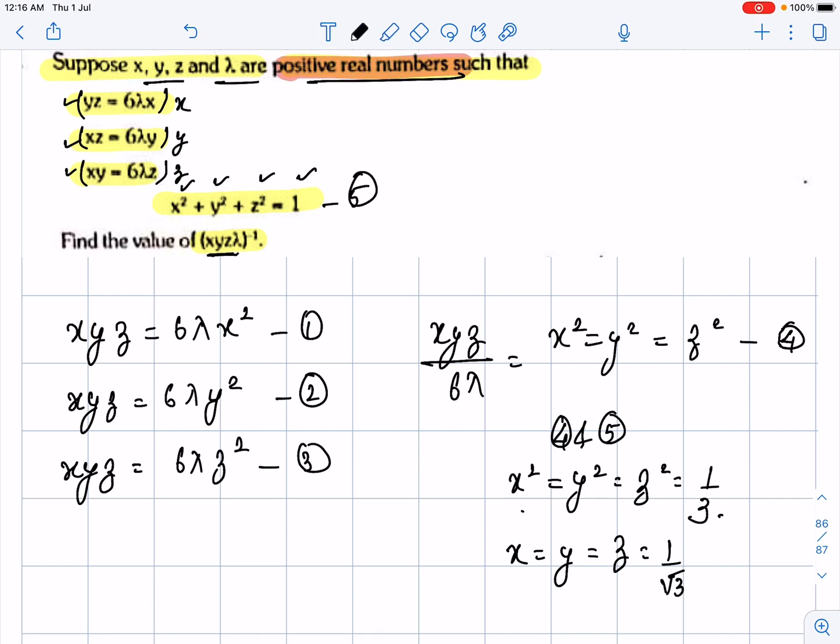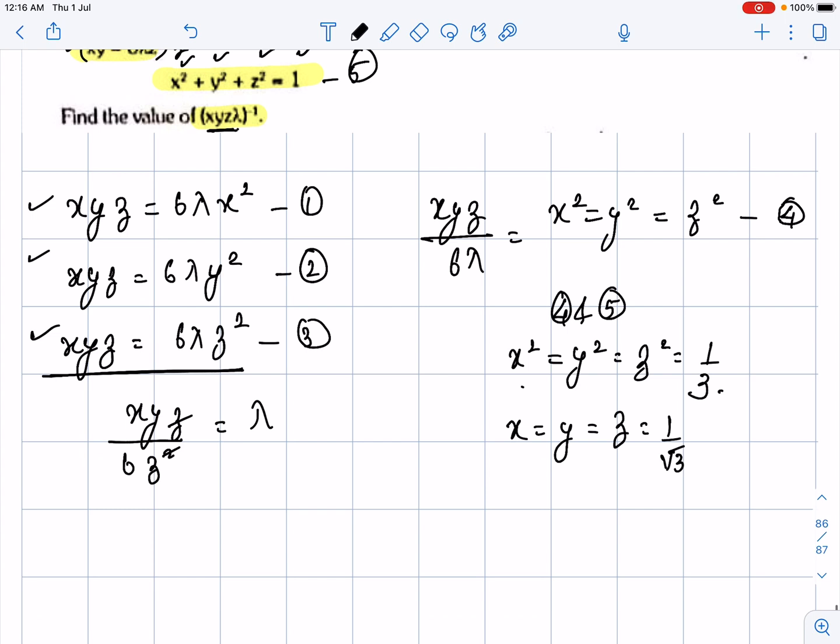Okay, now let's get the positive value of lambda. Using any of these three equations, I could get the value of lambda. So let's make use of this equation. That will become xy divided by 6z square. xyz divided by 6z square is equal to lambda. So z and z will get cancelled. So what do we know? The value of x is 1 by root 3, the value of y is 1 by root 3, the value of z is 1 by root 3, and a 6 over here. So 1 by root 3, 1 by root 3 will be gone. So 1 by 6 root 3 will be the value of lambda over here. Hope you guys have got my point.